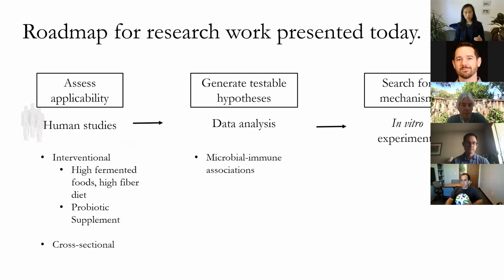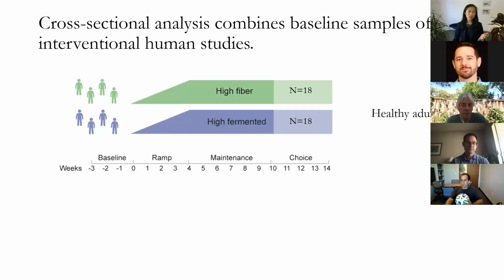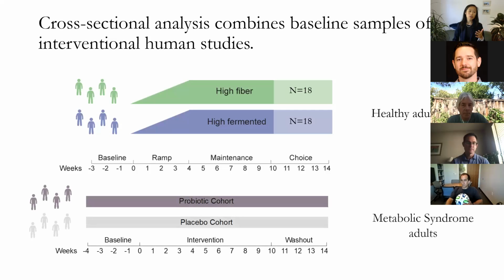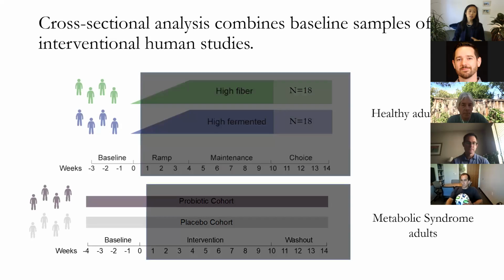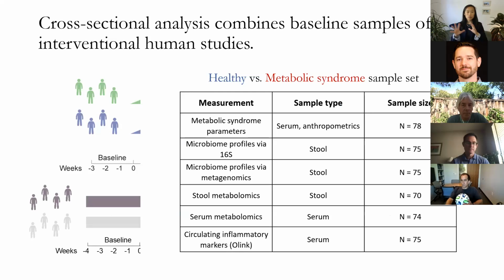And so what we did is took the baseline of the fiber fermented study, which were healthy adults, and the baseline of the probiotic study, which was metabolic syndrome. And from here, you can tell we have a healthy versus metabolic syndrome sample set. So healthy versus disease. I think this is a really, really cool data set. You can look at parameters of metabolic syndrome, microbiome, functional capacity of the microbiome, their immune status, metabolomics. It's just this really rich data set. It's really hard to get high quality human samples, and we'd be missing something if we didn't take this opportunity to kind of combine them.